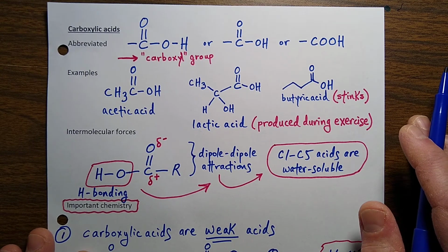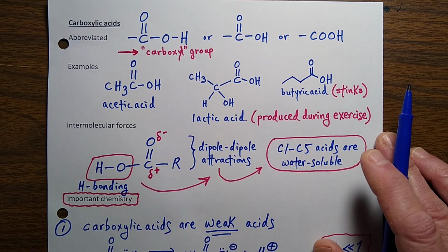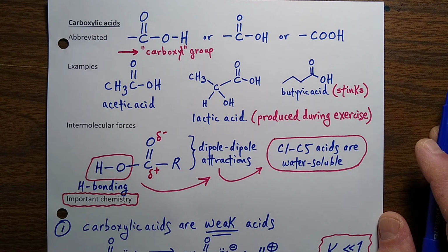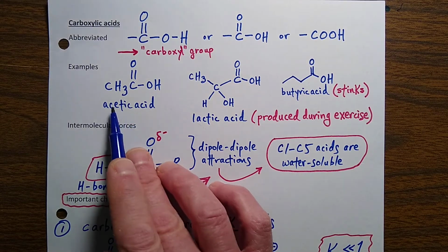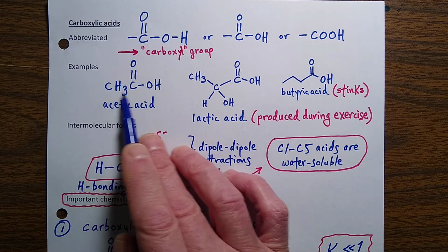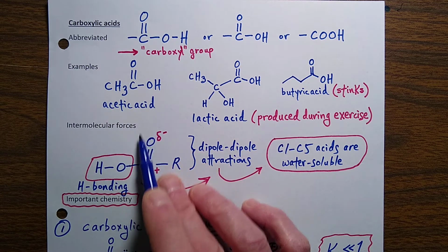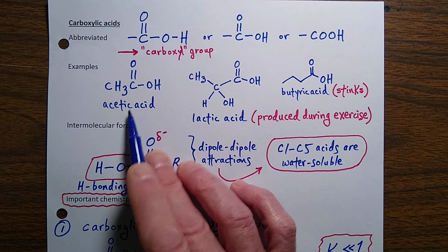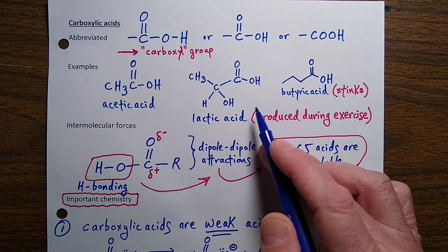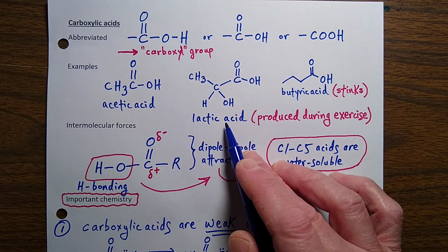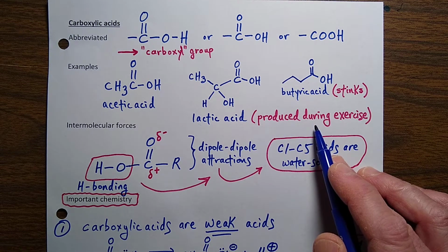So carboxylic acids, you're familiar with them. Acetic acid, which is in vinegar, is a carboxylic acid. It only contains 2 carbon atoms. So you've seen me draw this many times in this class, but here it is, CH3C double bond OH. That's a common name. I'll give you the IUPAC name in a little bit. But another common carboxylic acid is lactic acid, which is produced during exercise.